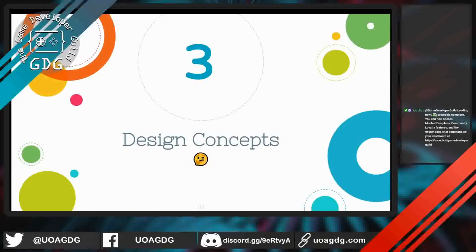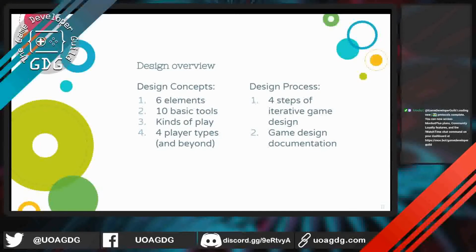So let's talk about design concepts. I'm just going to cover briefly the first two in detail, and then the rest, except for game design documentation. I'm going to do 1-2 of design concepts and 1-2 of design processes in detail. So first of all, these are 6 elements.